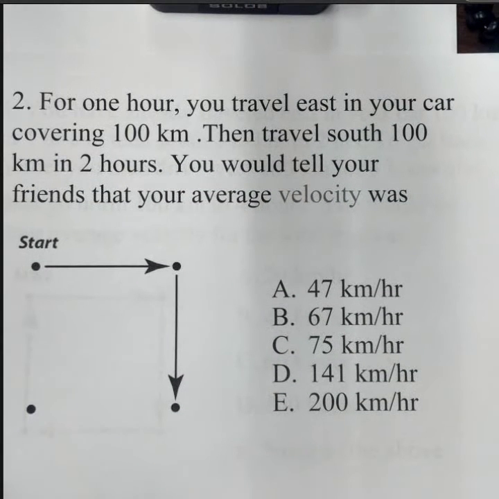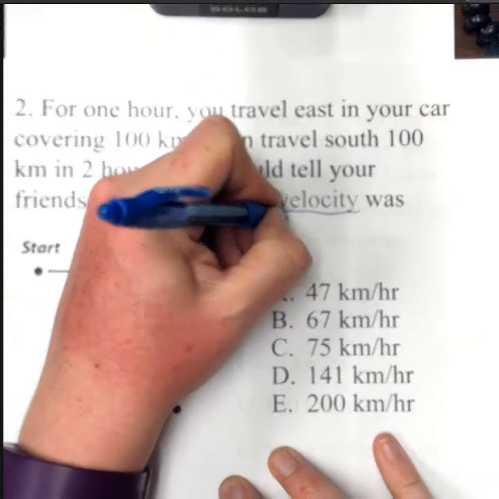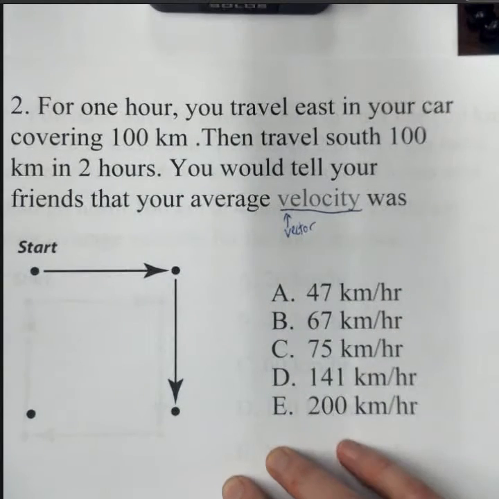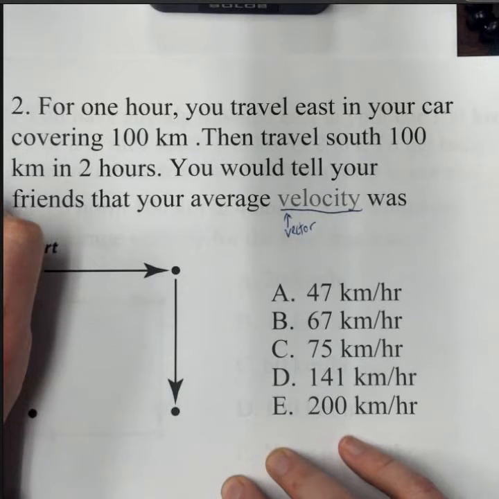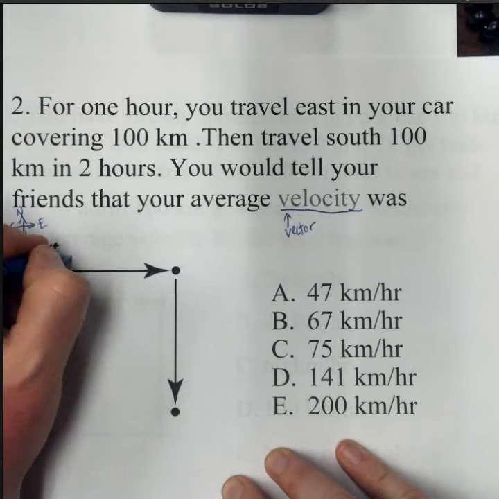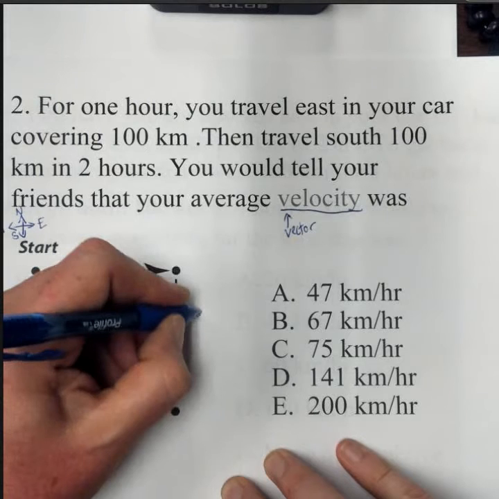Taking a look at the same problem, for 1 hour you travel east in your car covering 100 kilometers, then you travel 100 kilometers in 2 hours south. You would tell your friend that your average velocity was, alright, now, velocity in this case is a vector quantity. And in vector quantities, the direction matters. So here, if we set our compass to north, south, east, west, then we have 100 kilometers east and 100 kilometers south.